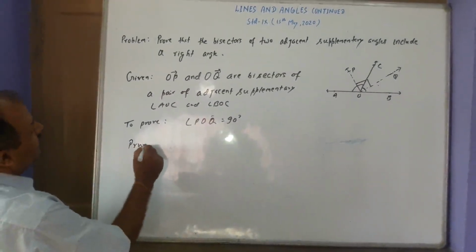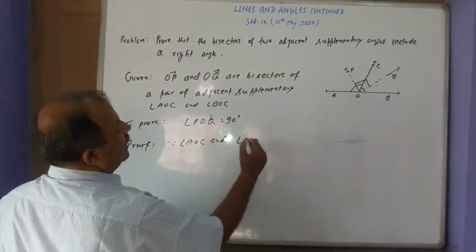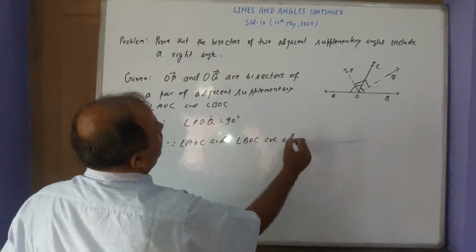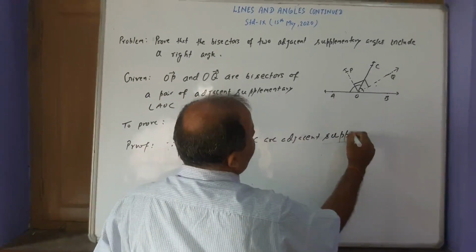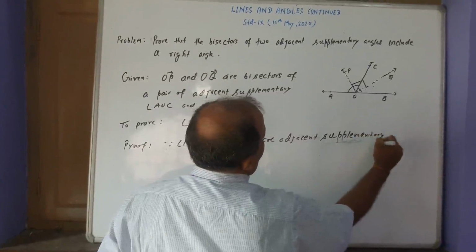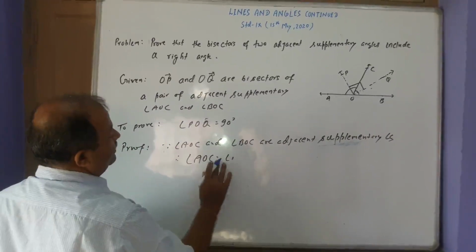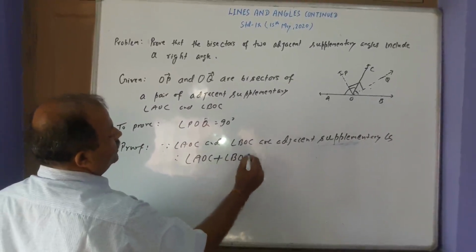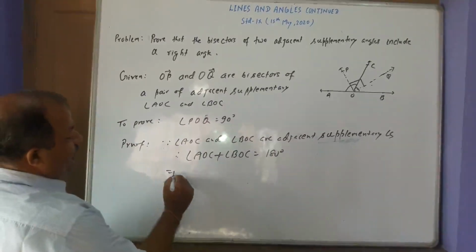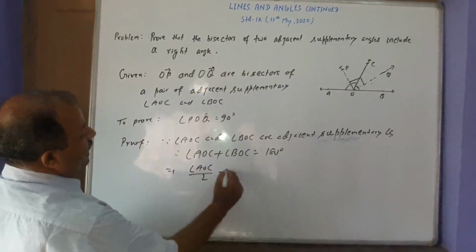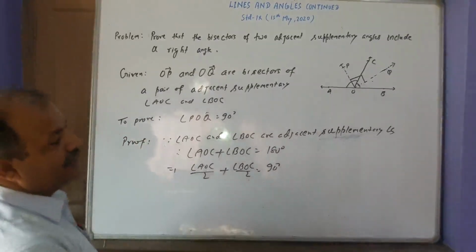Proof. Since angle AOC and angle BOC are adjacent supplementary angles, therefore angle AOC plus angle BOC is equal to 180 degrees. Now we are going to divide each one by 2: angle AOC by 2 plus angle BOC by 2 is equal to 90 degrees.